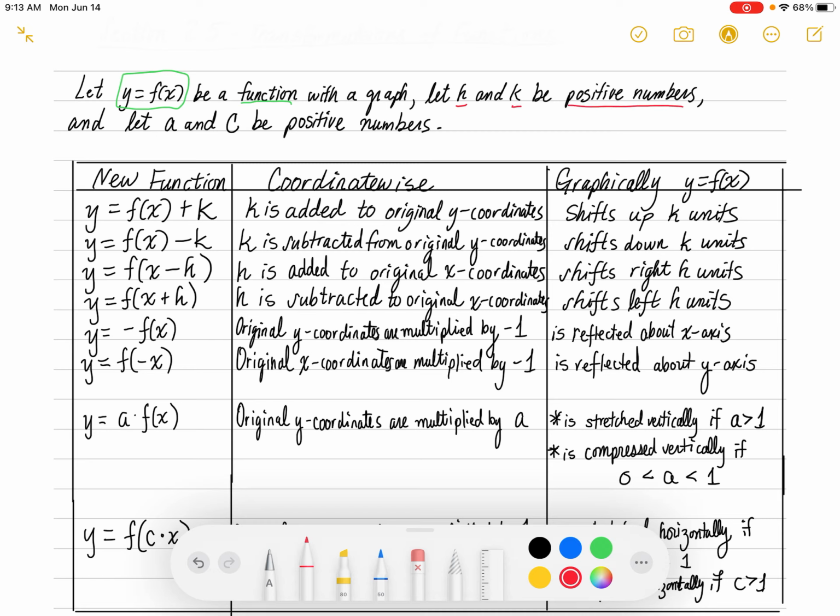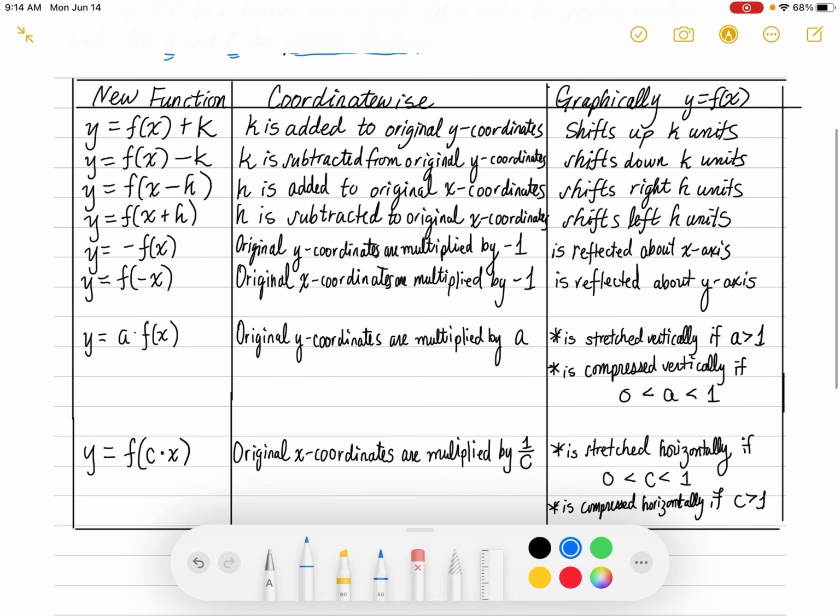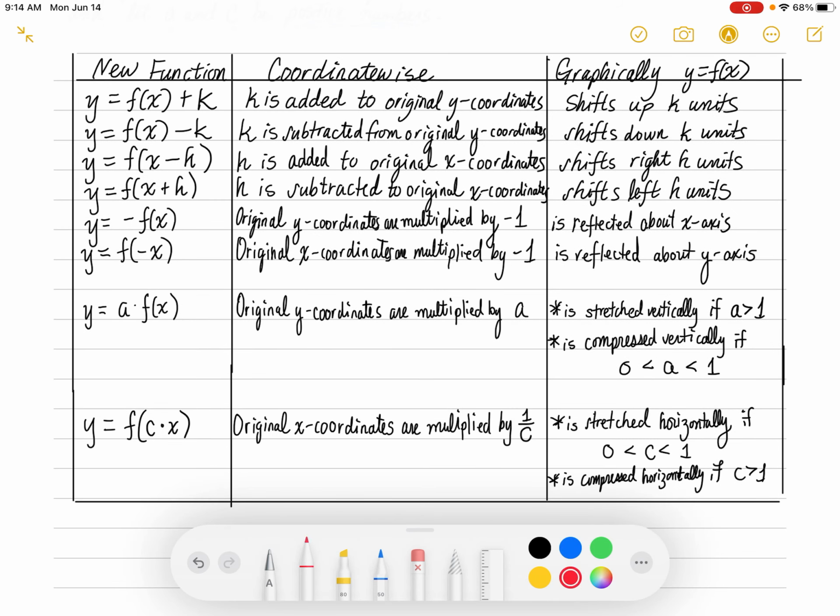And then we're going to take two numbers, let's call them h and k. They're going to be positive numbers. And then we'll take two other numbers, we'll call them a and c. They'll also be positive numbers. And from the parent function and these red and blue numbers, we're going to do some transforming of that green parent function. So we want to focus on the first transformation here in our table.